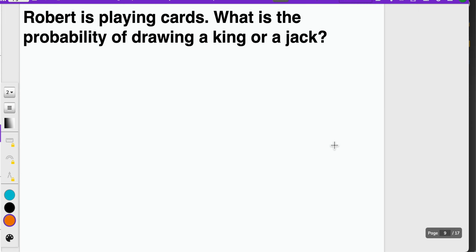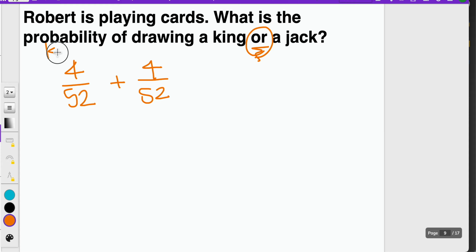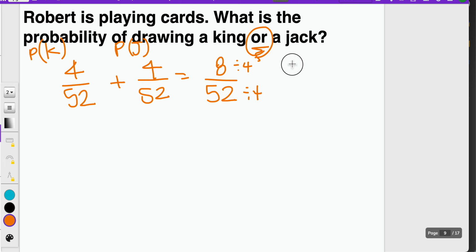Next up, Robert is playing cards. What is the probability of drawing a king or a jack? So this is how we know if we're supposed to add: or. Kings are 4 out of 52, and jacks are also 4 out of 52. Okay, so this is our probability of a king. This is our probability of a jack. We're going to add the top number, 8. We keep the bottom number the same, and 8 over 52 can be simplified if I divide both of these by 4, and you get 2 over 13.